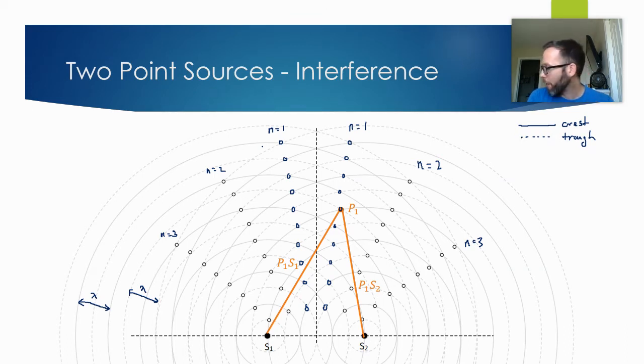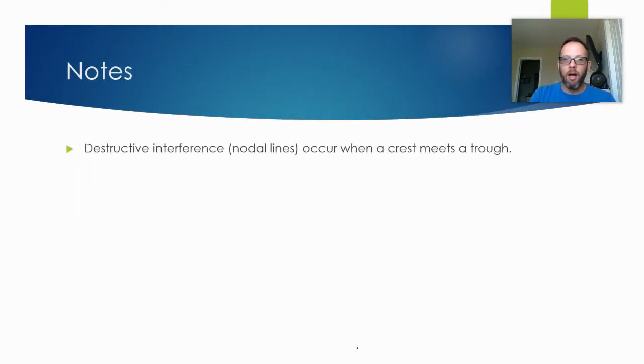So this is everything I want to add to our diagram. Actually, that's a lie. There's one more thing to add to this diagram. We're going to call the slit separation D. So D is the distance between S1 and S2. And then I think, yeah, that's everything I wanted to get. All right, so we have this diagram. Now I might come back and talk about this diagram a bit, back and forth. So let's add some notes here. First, destructive interference, those nodal lines occur when a crest meets a trough. I've said that many times now. You might want to get it onto your notes.